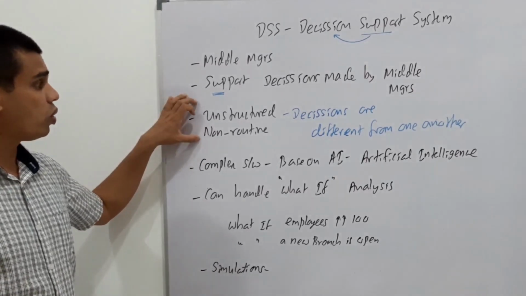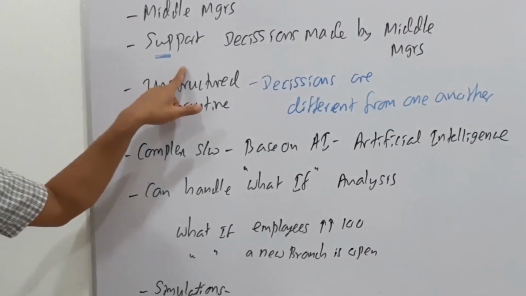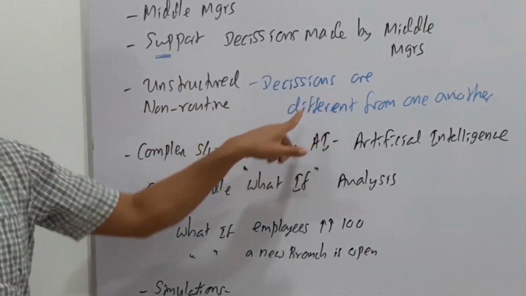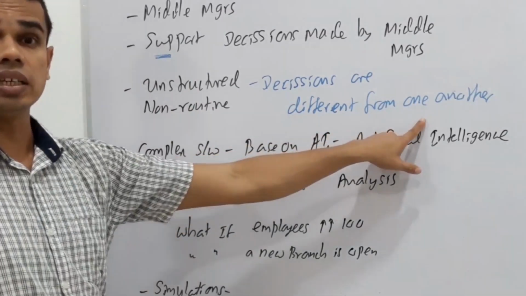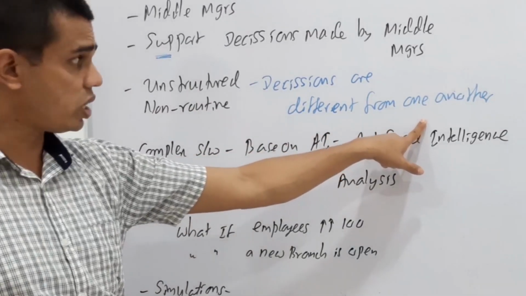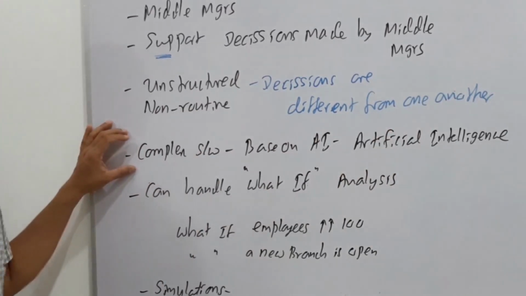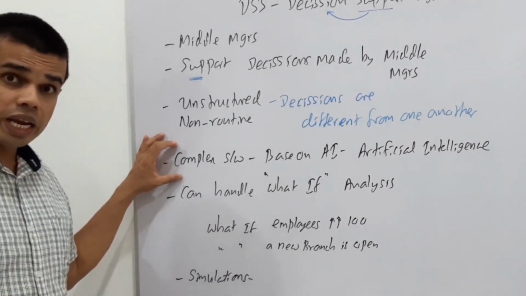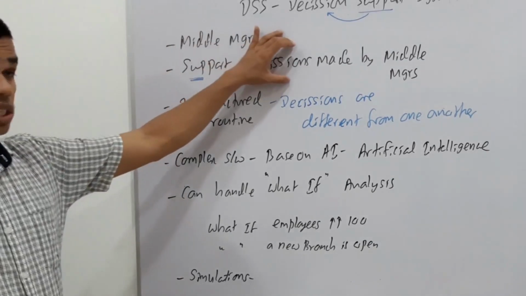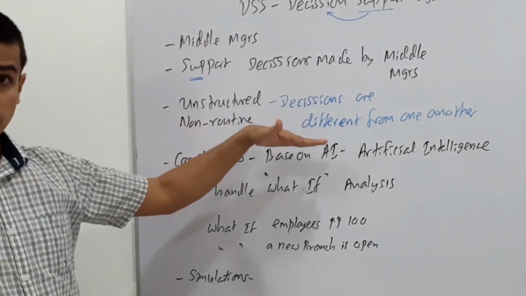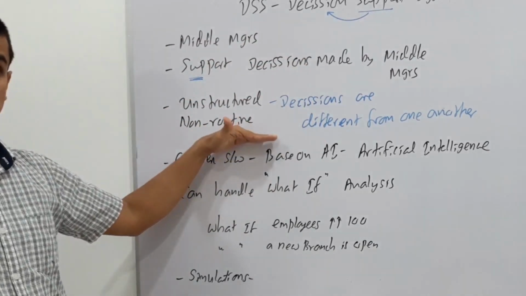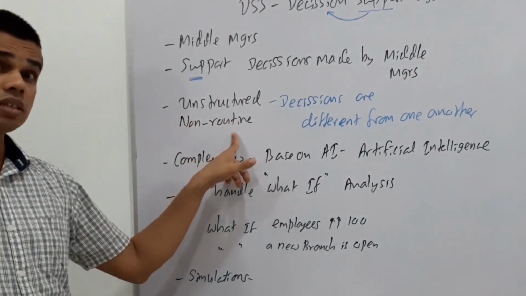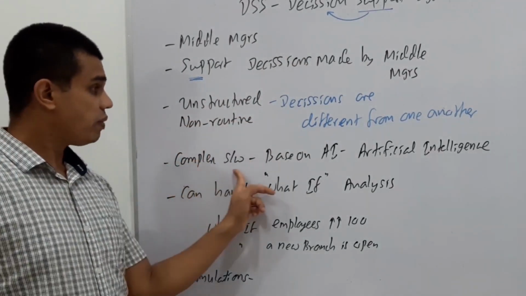So they are going for non-routine, unstructured data. Why? Decisions we make are different from one another. From time to time, the decisions are changing. And these softwares are complex. You understand the complexity. Why? They should be ready to handle the decisions which are changing from time to time. So that's a complex software, unlike the routine systems we had earlier. So then they are very complex.